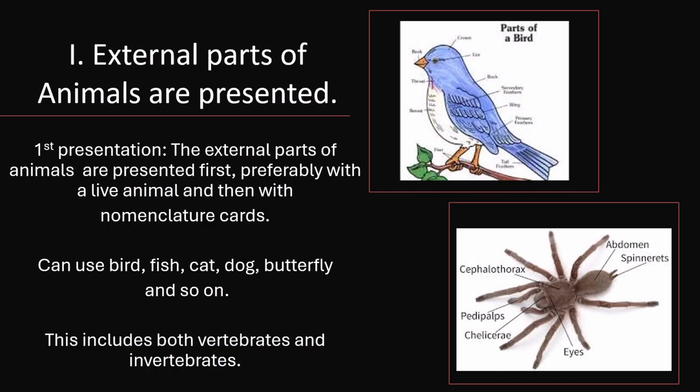The first chapter deals with the external parts of animals. In the first presentation, we give the external parts of animals first, preferably with a live animal, and then with nomenclature cards. We can use a bird, a fish, cat, dog, butterfly, and so on. This includes both vertebrates and invertebrates.